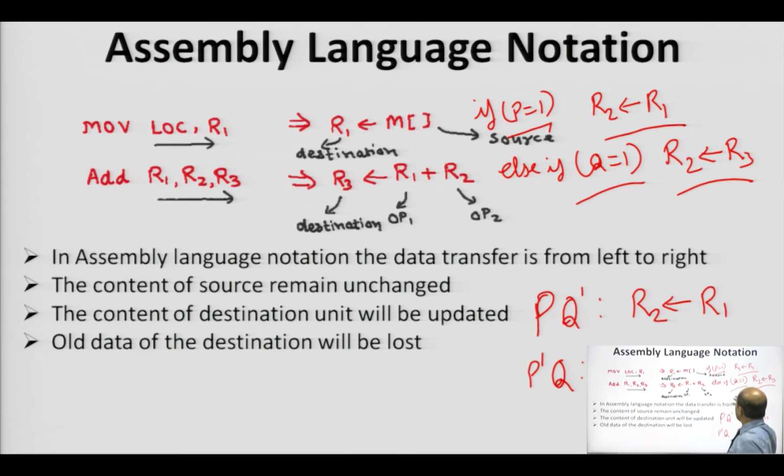And we have also talked about two control transfers in a single statement. That is, if P is true, then this transformation will take place, else if Q is true, then this transformation will take place. So, this can be represented like this. In the first case, P was true, Q was false, so P Q dash, then R1 to R2, and in the second case, where P is false and Q is true, then this transformation will take place.